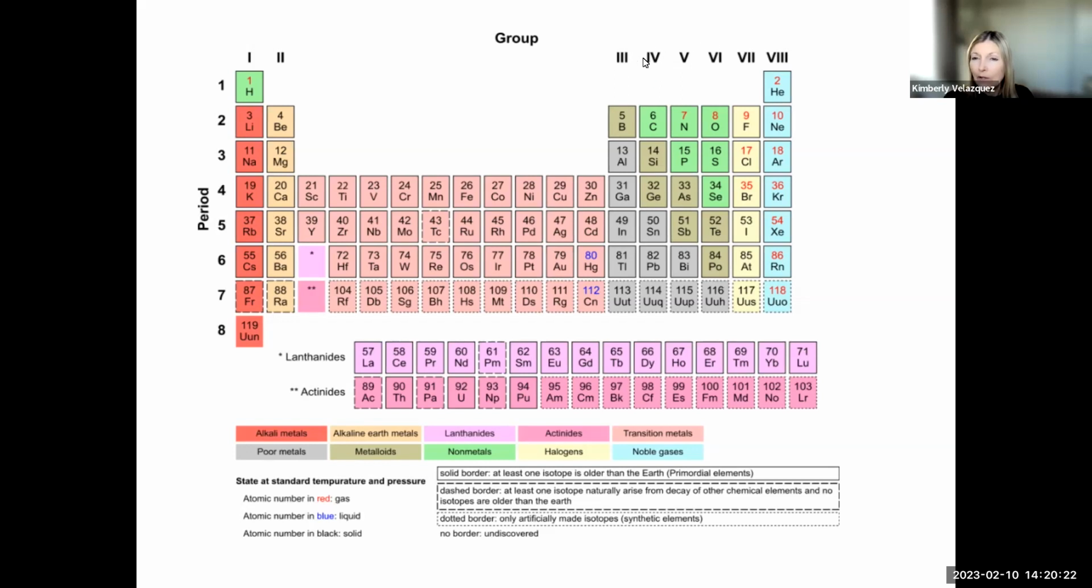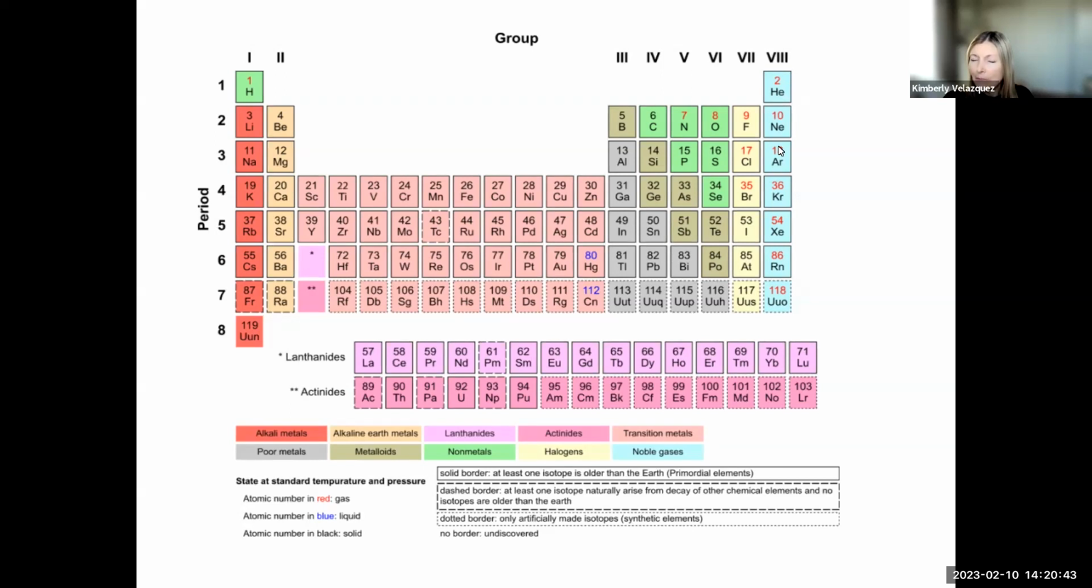So column 4 with carbon, carbon has 4 valence electrons, nitrogen has 5, oxygen has 6, fluorine has 7, and finally neon has 8. Obviously, column 8, helium only has 2 electrons total, so it does not have 8 in the outer shell, but it does have a full valence shell.